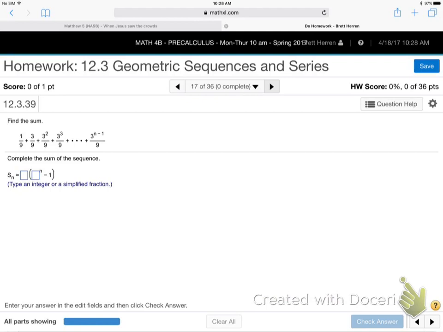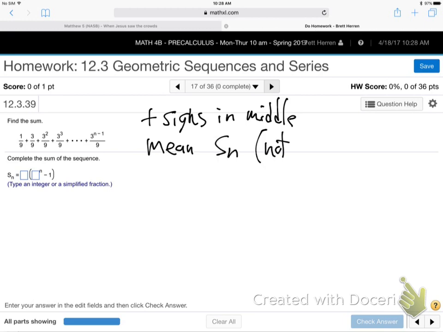All right. Notice now between them there's plus signs, right? See how there's no longer commas? It's kind of a subtle thing. You've got to be intentional to see it. See how we have plus signs now? Plus signs in the middle mean S sub n, not a sub n.